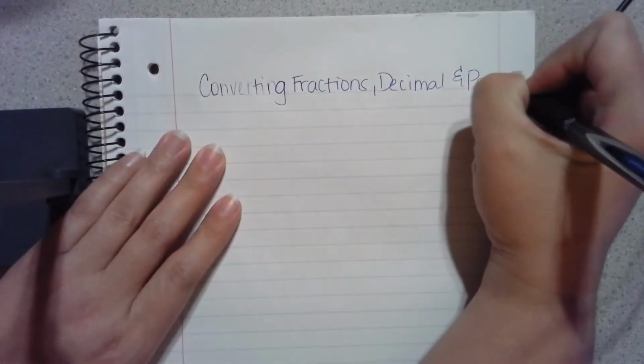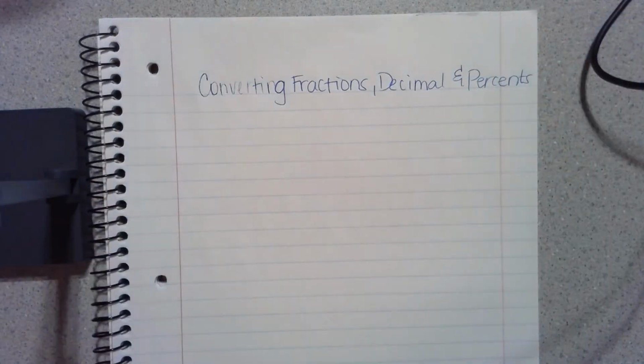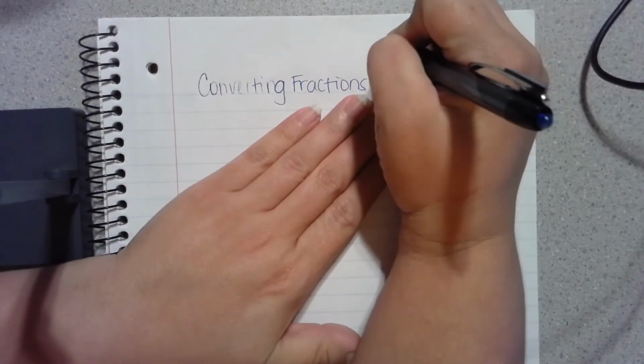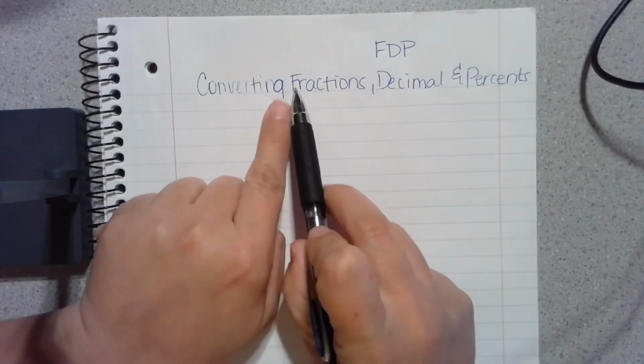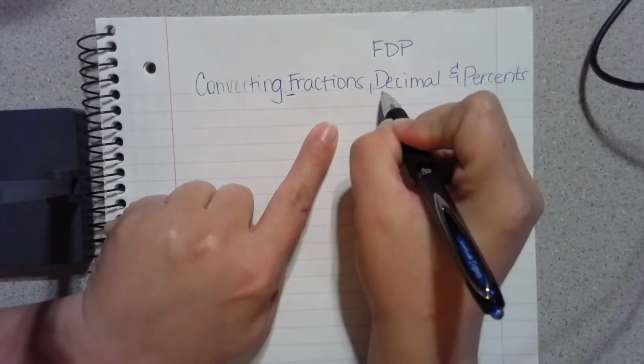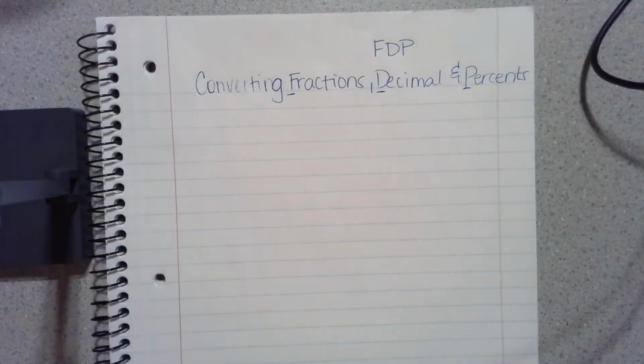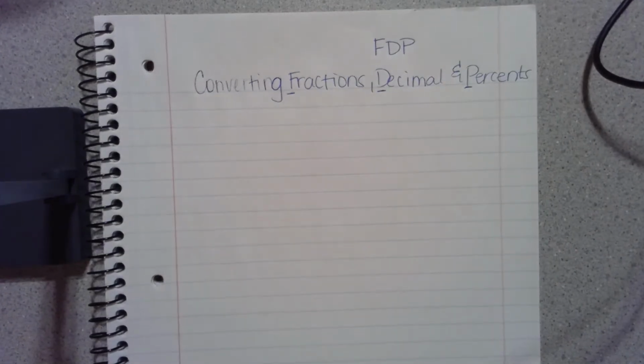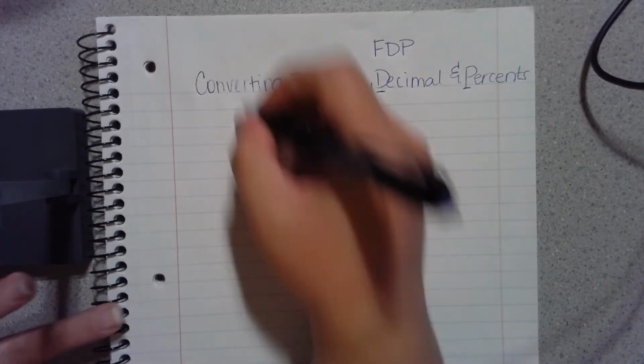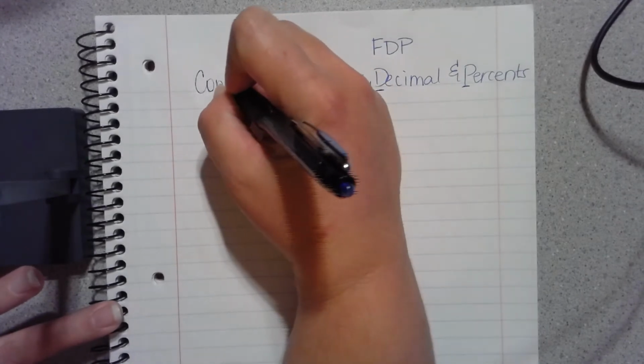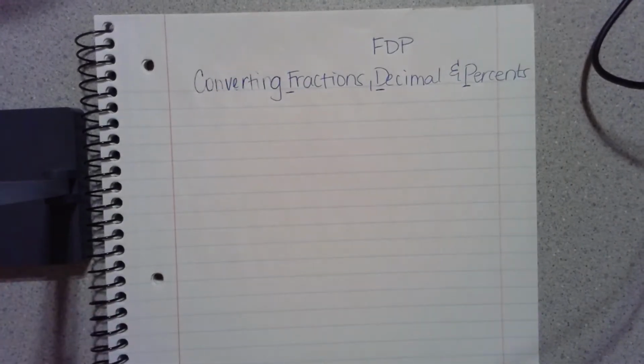Converting fractions, decimals, and percents. Okay? In the math world, you're going to hear a lot of people refer to this as FDP. F from the fractions, D from the decimals, and P from the percents. So you might often see me label things on your Google Drive as FDP, or you might even hear me refer to them as FDP. That's what we're talking about.